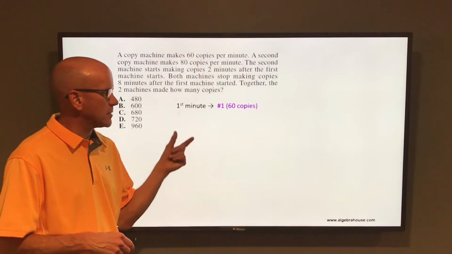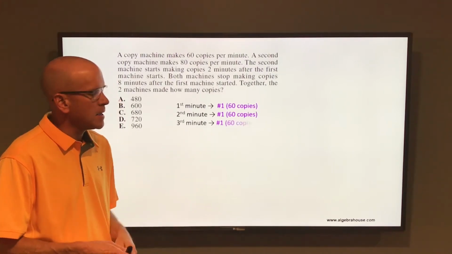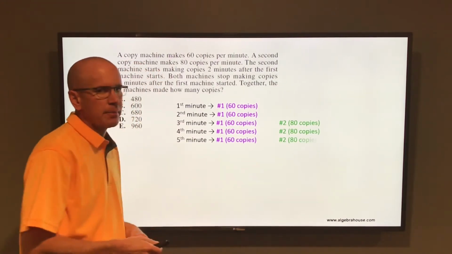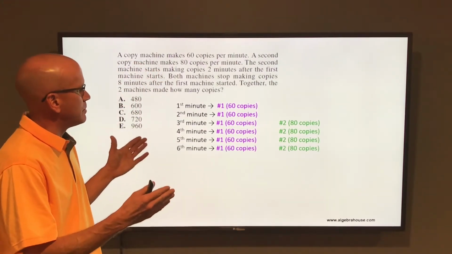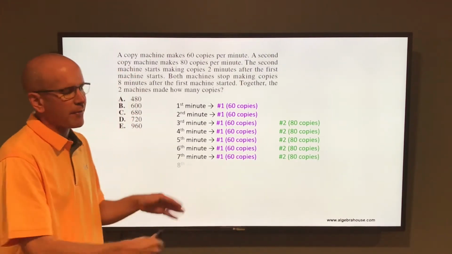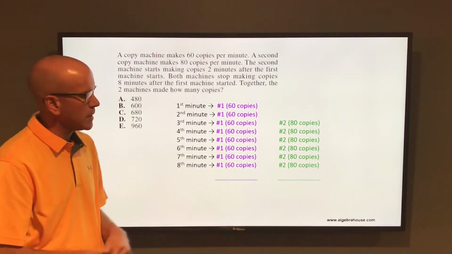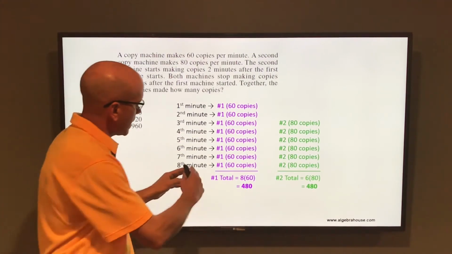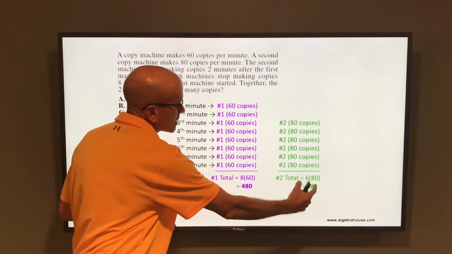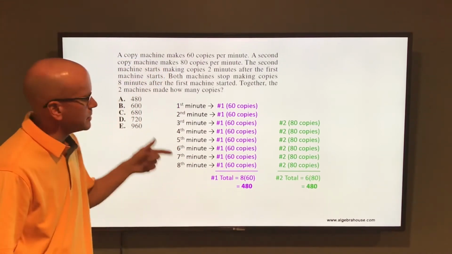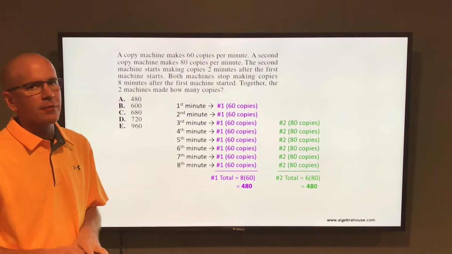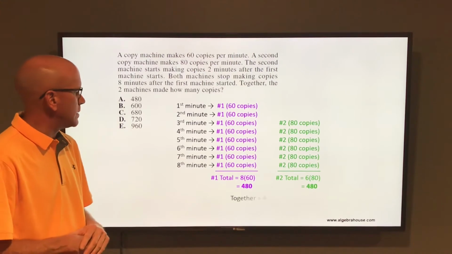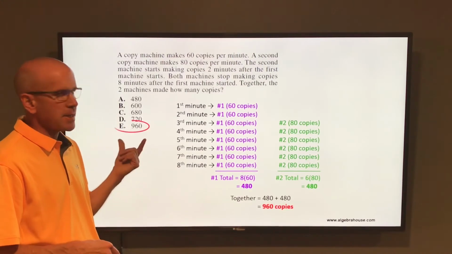You have a first machine that starts in making 60 copies per minute. 2 minutes after that starts, the second copy machine starts in making 80 copies per minute. The question is, after 8 minutes, how many did these two make together? After 8 minutes from when the first machine started. So that first machine, 8 minutes is up, it's 480 copies. And after that 8 minutes is up from the first machine, the second machine has also made 480 copies. Notice that's an answer. It's not the right answer, but that's an answer up there. Together, how many did they make? 480 and 480 is 960, which happens to be letter E.